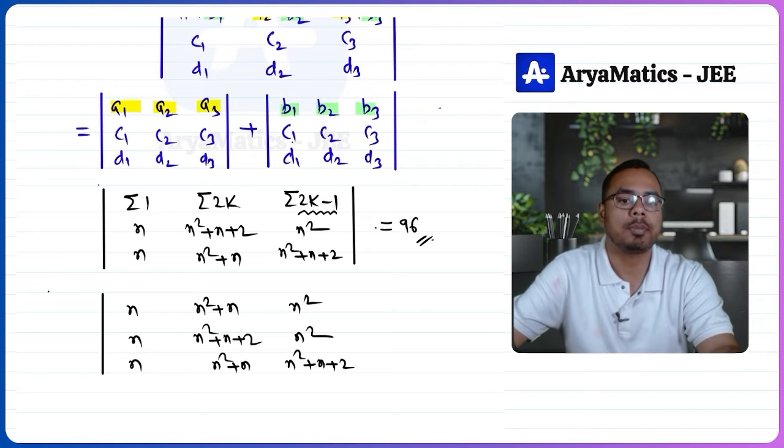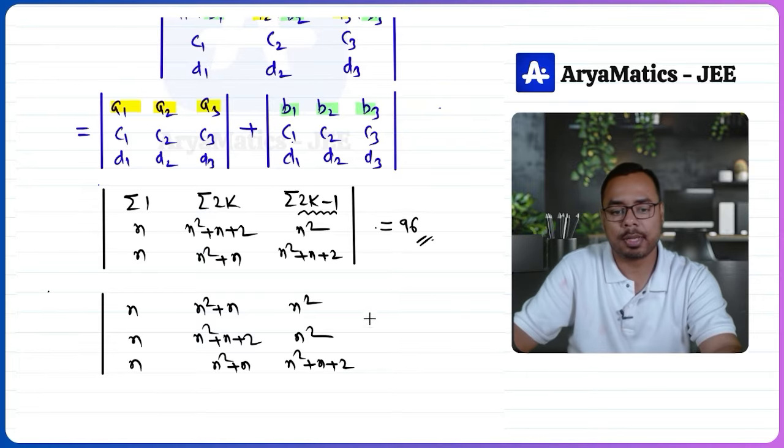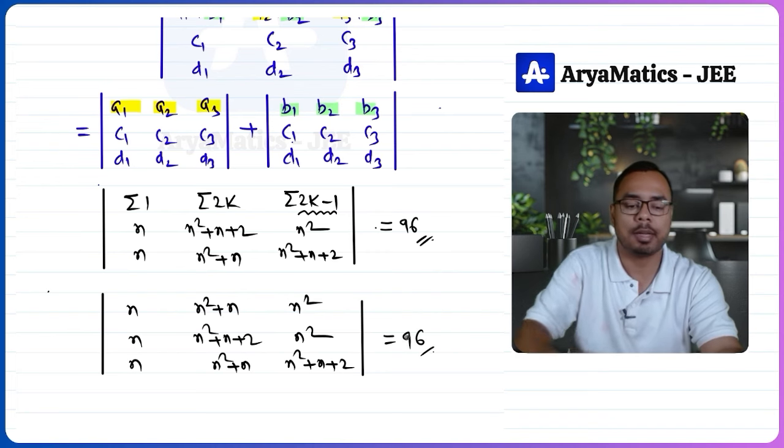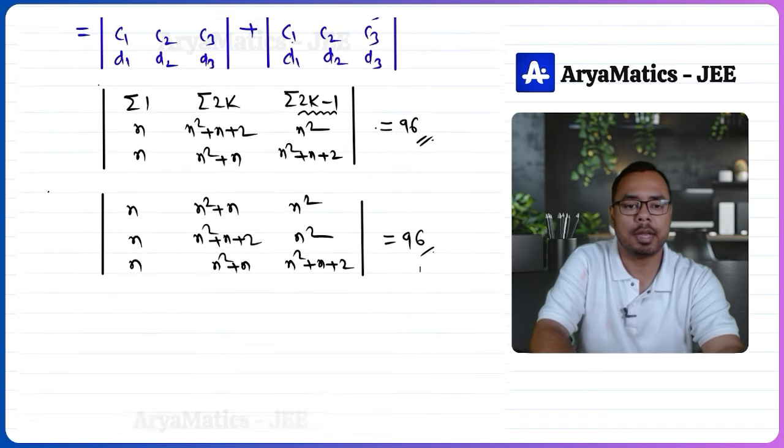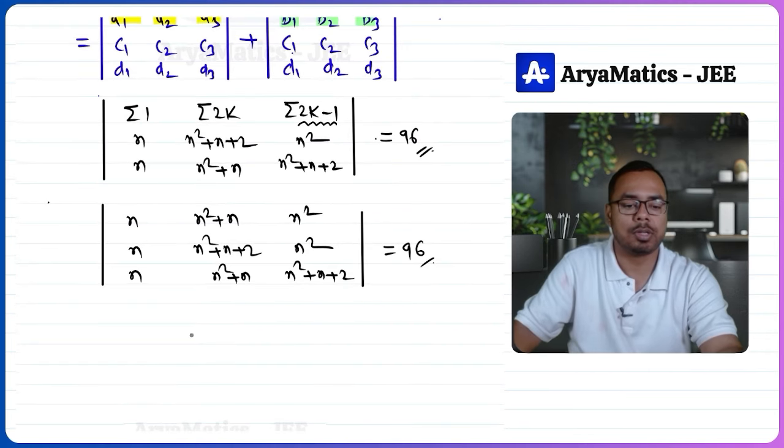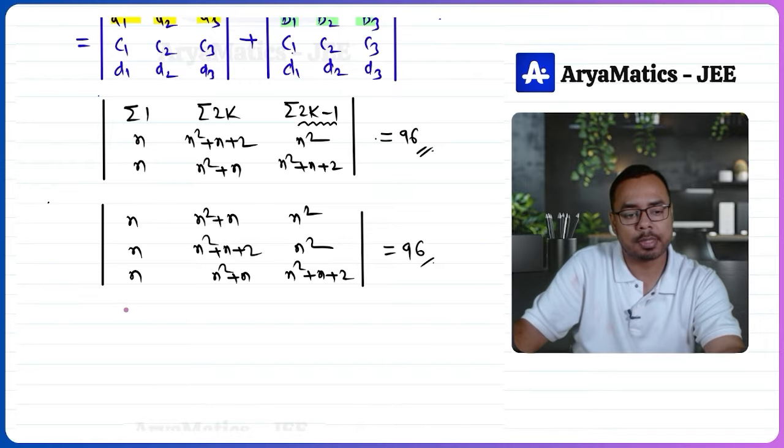The important concept was that with sigma notation, if we have k only in one row or one column, then we can take that sigma notation inside the determinant. Now let us create two zeros using row and column operations. So here we can perform this operation: in place of R1, we can do R1 minus R2, right?